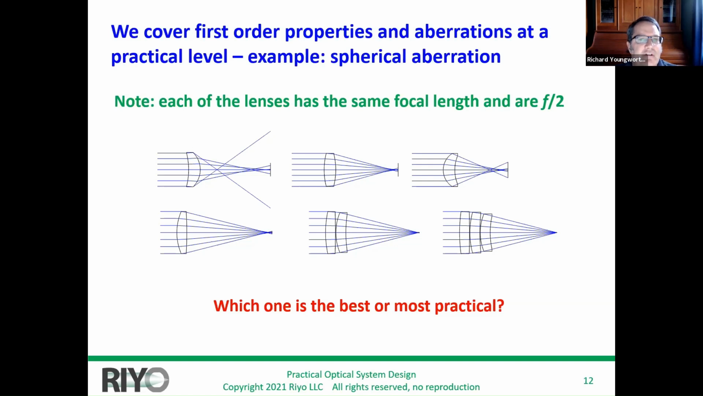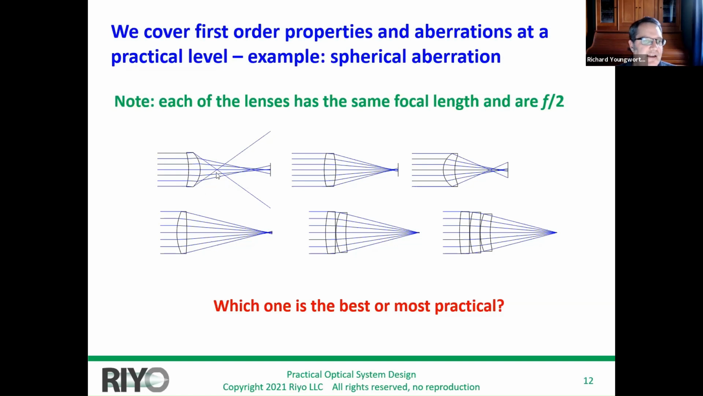So for example, spherical aberration. Every single one of the lenses that you see below has the same first order properties. In other words, they are all the same focal length and they are all f/2 for the f number, which for a system at infinity is the focal length divided by the width of the beam, the entrance pupil diameter. So they're all f/2. So this is a fast system. This is one that we know we probably can't correct very much. Well, we know we can't correct it as well as we might like with just one lens.